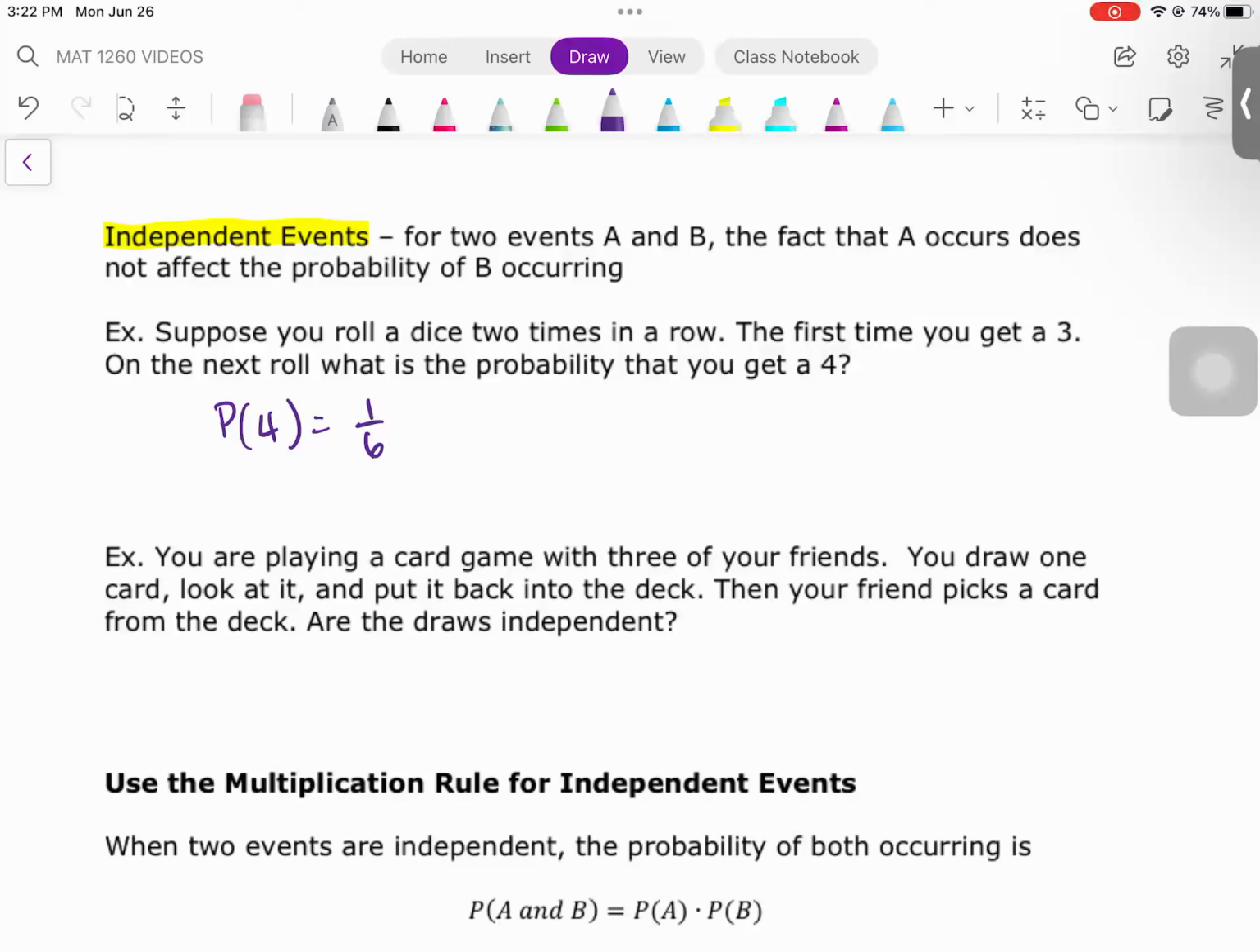You are playing a card game with 3 of your friends. You draw one card, look at it, and put it back in the deck. Then your friend picks up a card from the deck. Are these draws independent? Because you are replacing your card after you've drawn it, the original deck is still intact when your friend picks a card. So the probability of the outcome of your friend's pick doesn't change because you're starting with that original sample space unchanged. So these are independent.